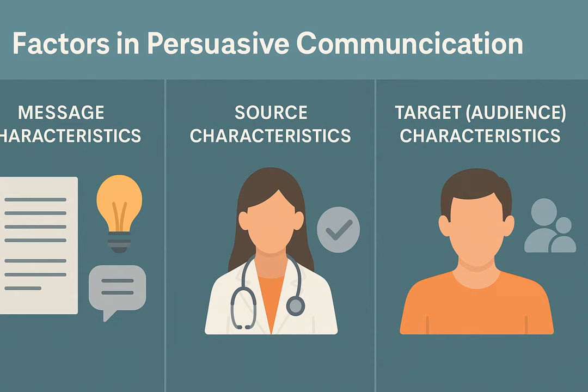Someone already health conscious, actively looking for nutritional info, they'll probably process it through that central route. But someone who's not so interested in healthy eating, they might be more swayed by peripheral cues like how delicious the food in the ad looks. It all makes so much sense when you break it down like that.